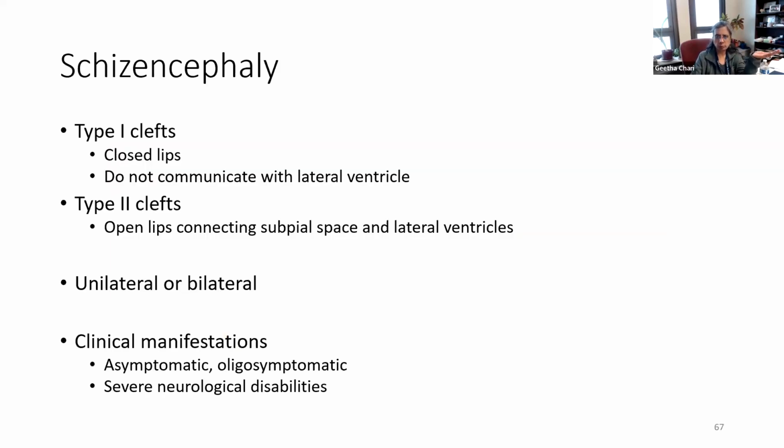So let me show you some examples. Schizencephaly can be type 1 or type 2. Type 1 is where the lips are closed, opposed, and they do not communicate with the lateral ventricle. Type 2 cleft has an open lip and connects the subpial space with the lateral ventricles. Schizencephaly can be unilateral or bilateral, and as a result, the clinical manifestations can be varied. It can be completely asymptomatic depending on where the schizencephaly is, or it can end up having severe neurological disabilities if you have bilateral type 2 deficit.